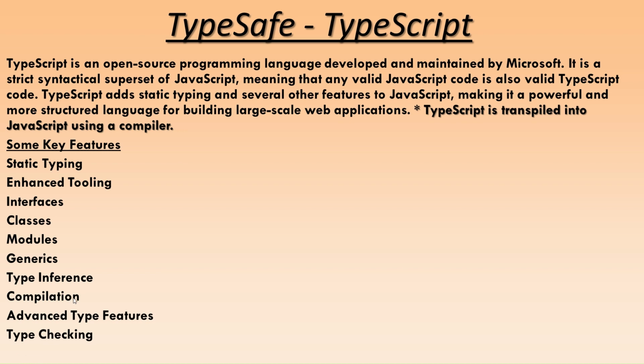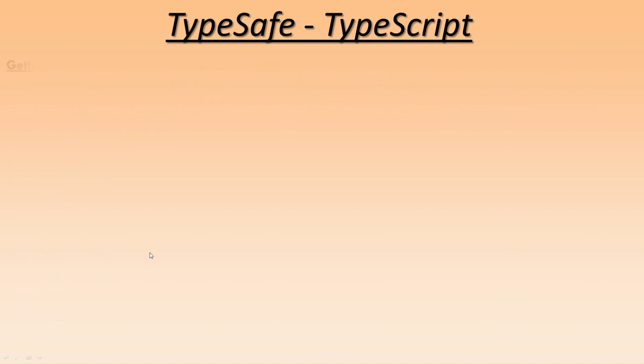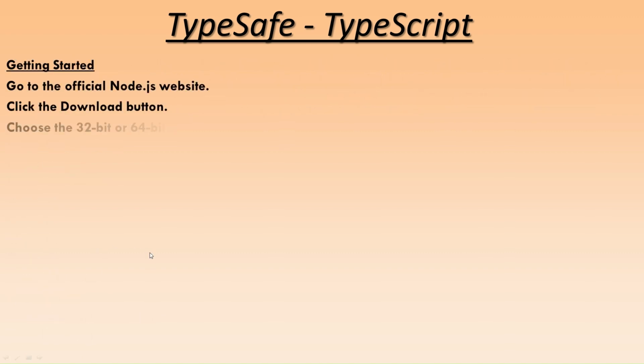Okay. Now, what are advanced type features? So TypeScript includes advanced type features such as union types, intersection types, and mapped types, and also type checking. The TypeScript compiler performs static type checking, catching type-related errors during development, which can prevent a wide range of runtime issues. So these are the things that we are going to understand when running TypeScript.